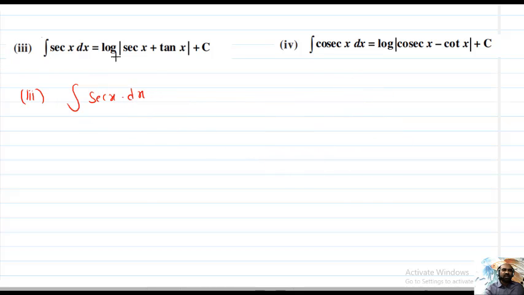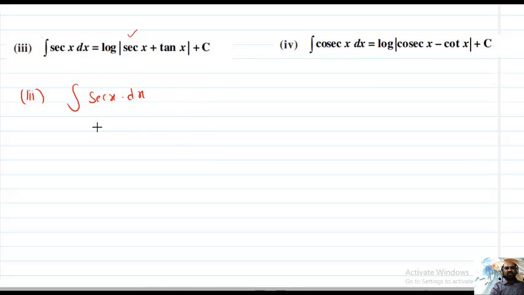What I actually thought is that secant x can be written as 1 by cos x, and 1 can be written as sin square x plus cos square x. After splitting, I'm not getting the direct result. The result is correct only, but I'm not getting it directly. What should I do?